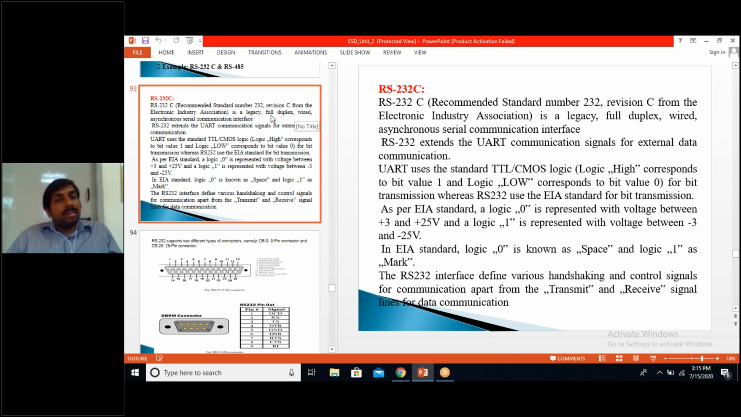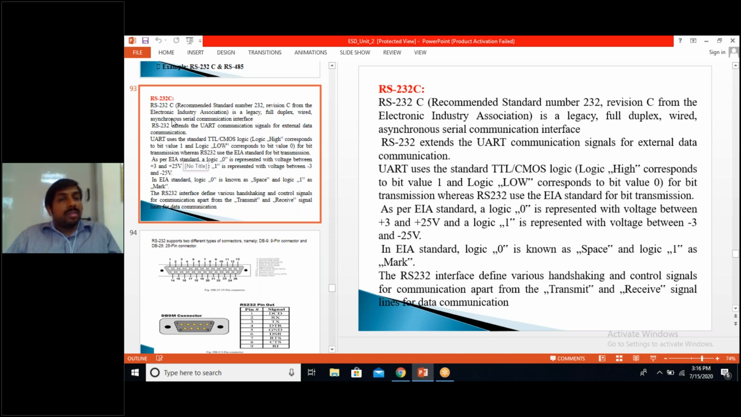Full duplex means at a time both master to slave and slave to master communication can occur by using a wire each. Means separate ports are provided for data transfer. It is asynchronous and data is transmitted serially. So it is extending the UART communication signals for data transferring. UART is using standard TTL logic. Logic high corresponds to bit 1, logic low corresponds to bit 0.